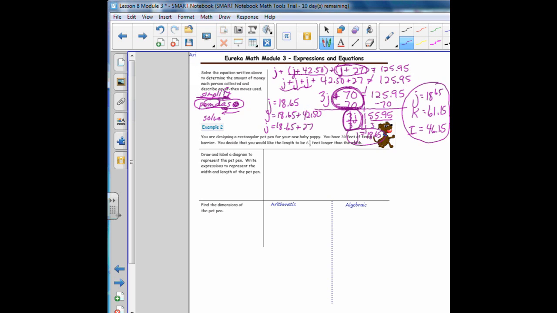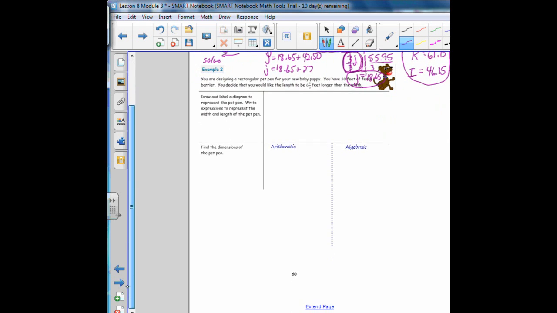So it's always a good idea to draw a diagram to help you solve and set up a word problem. So we know that it's going to be rectangular, and we know that the length is going to be longer than the width. And it says that it's going to be 6 1/3 feet longer. So we know nothing about the width, but we know that the length is going to be 6 1/3 feet longer.